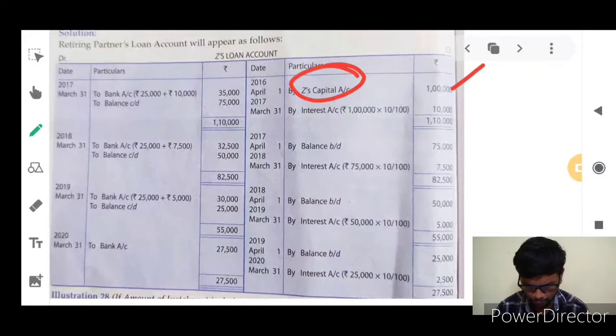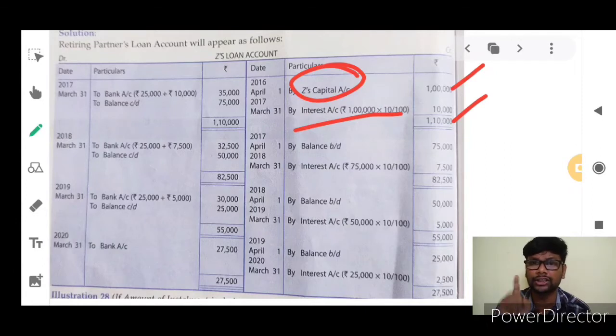Firm has to give 1 lakh rupees plus 10% interest. So 1 lakh into 10 by 100, that is 10,000 rupees. So collectively 1 lakh and 10,000 rupees would be paid by the partnership firm to the retiring partner. So in the first installment, because they have decided to pay principal plus interest in 4 equal installments to the retiring partner, in this situation, 4 equal installments means 1 lakh divided by 4.